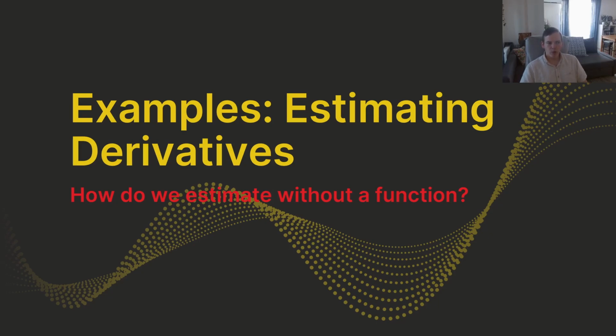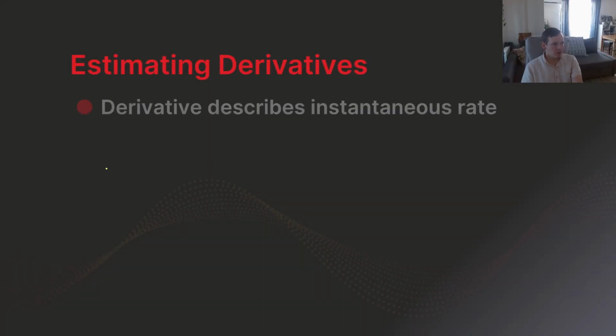All right, we're going to look at estimating derivatives. So basically using what we know about derivatives and what we know about other things in math to make estimates. So the derivative describes the instantaneous rate of change of a function.